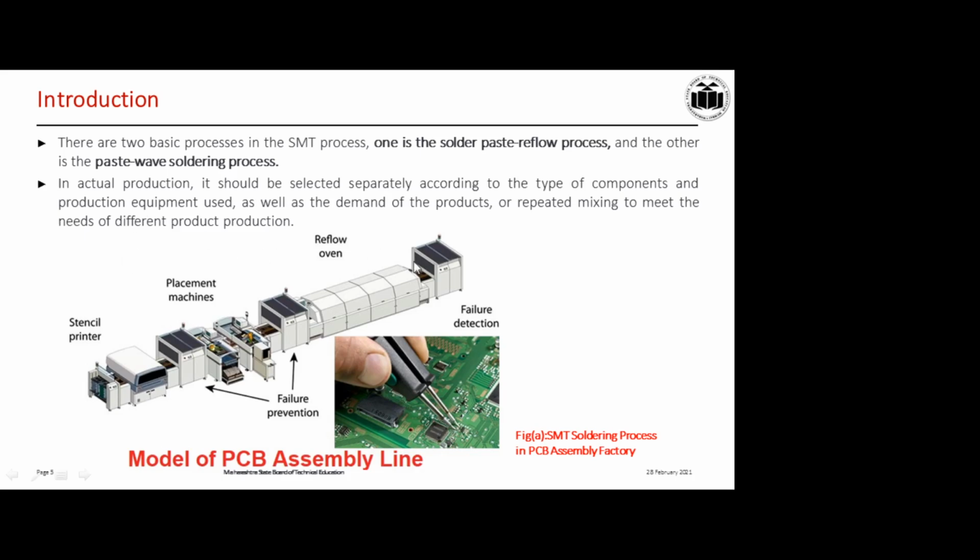So this diagram shows you the model of a PCB assembly line. This is the assembly line, the soldering process in the PCB assembly factory. Here you can see a PCB on which all these SMT components are mounted by using the SMT technology. Here we can find the different steps. First the stencil printer, second the placement machine, third the reflow oven, and the last part, to detect any failure in this PCB mounted with the SMT components, is the AOI machine.